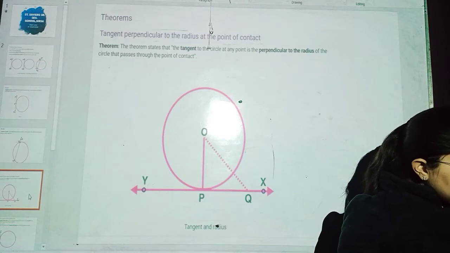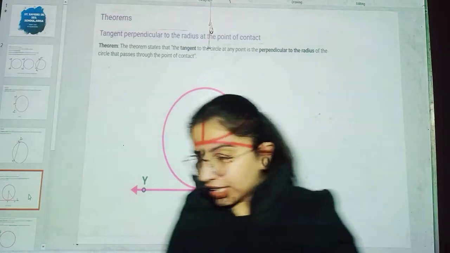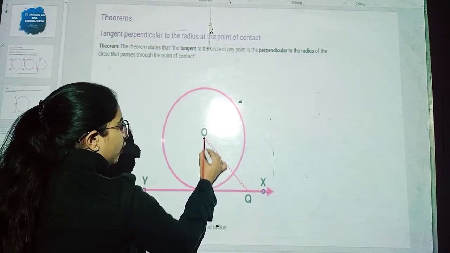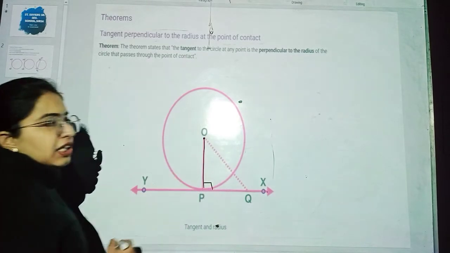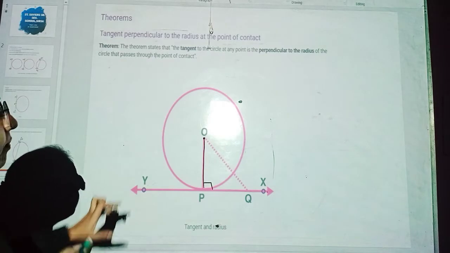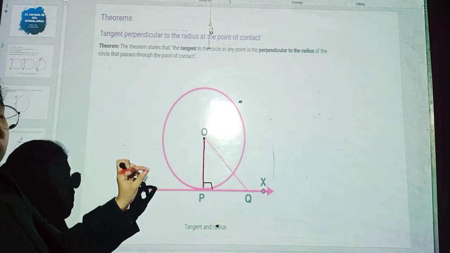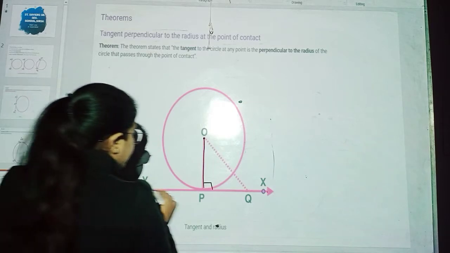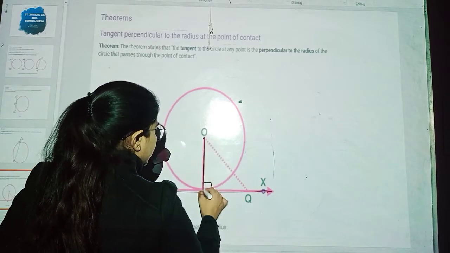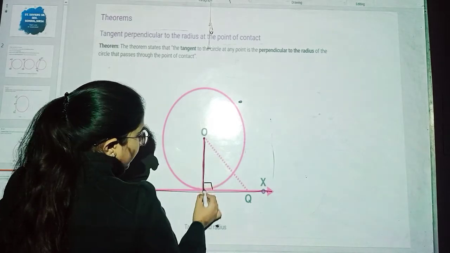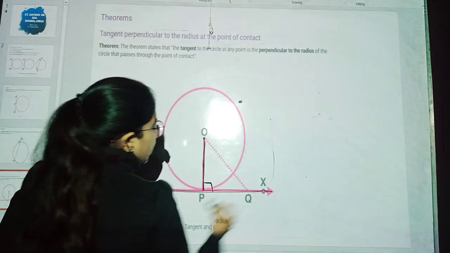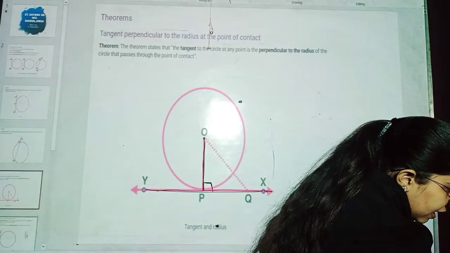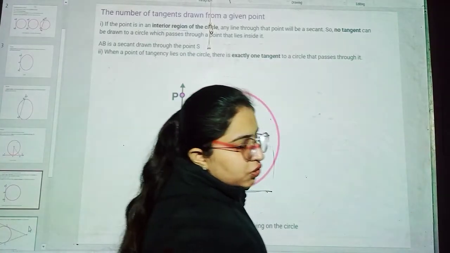The tangent is perpendicular to the radius at the point of contact. Whenever you draw a tangent and from the center you draw the radius, it will be perpendicular to the tangent. This is the theorem. You have to learn this theorem and you have to do the proof of this theorem also, because this is the tangent and this is the radius, and the radius is perpendicular to the tangent. Clear everyone?